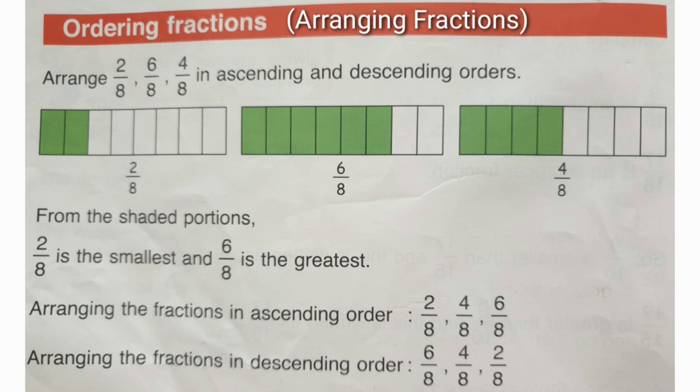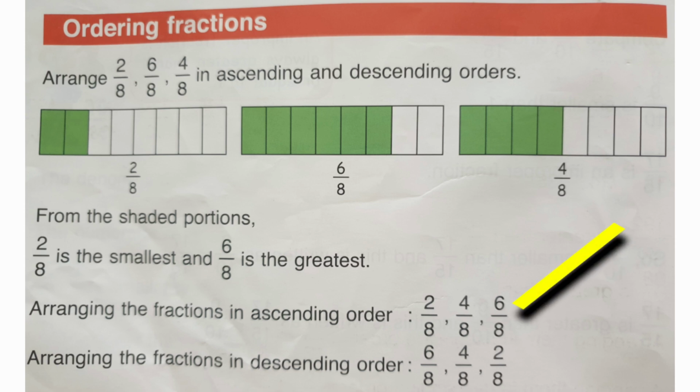Our first example: arrange 2/8, 6/8, 4/8 in ascending and descending orders. From the shaded portions, 2/8 is the smallest and 6/8 is the greatest. Arranging the fractions in ascending order: 2/8, 4/8, and 6/8. In descending order: 6/8, 4/8, 2/8.